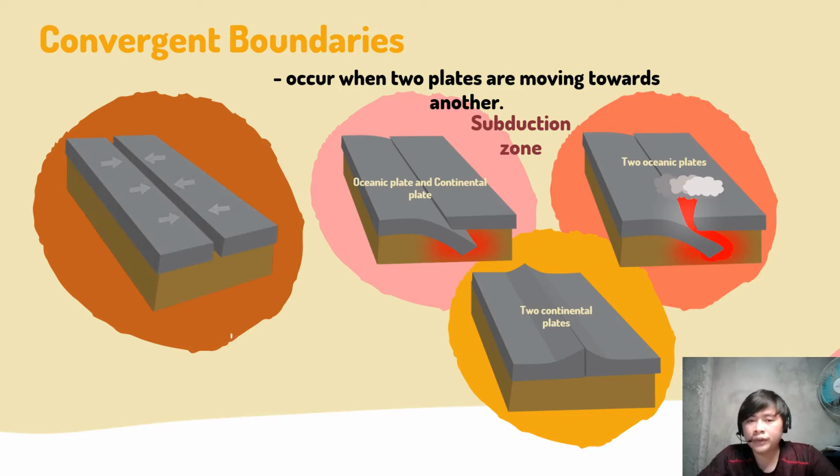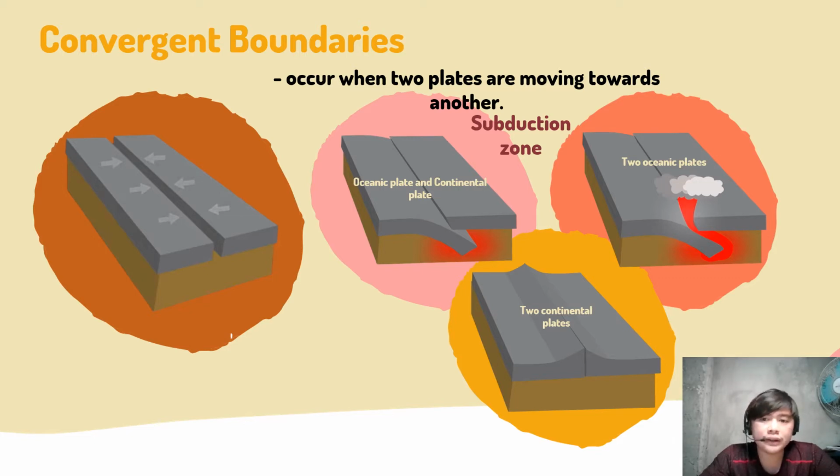So we have the oceanic plate and continental plate. In an oceanic and continental plate convergence, when a thin, dense oceanic plate collides with a relatively light, thick continental plate, the oceanic plate is forced under the continental plate, and this phenomenon is called the subduction zone.